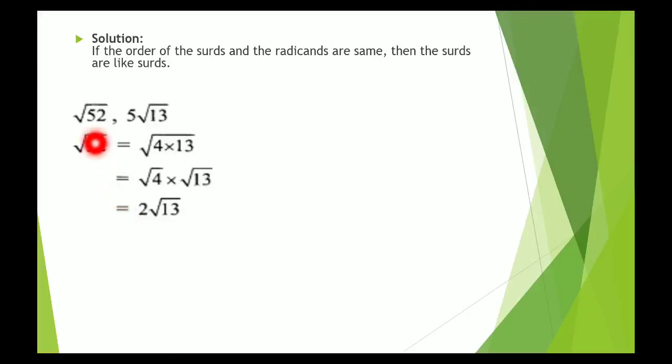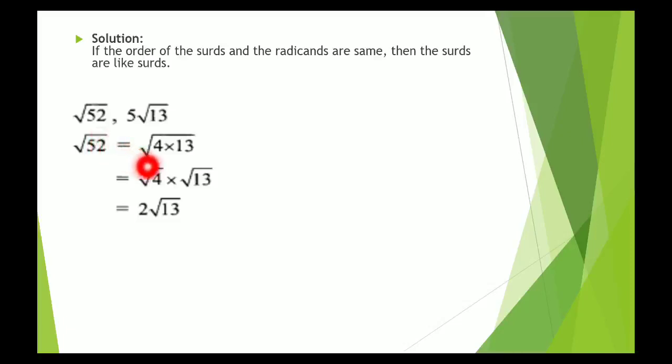Okay, here we have a question: root 52, 5 root 13. Here also the order is 2, here also the order is 2, but our radicand is different. So first I will make it into a simpler term.